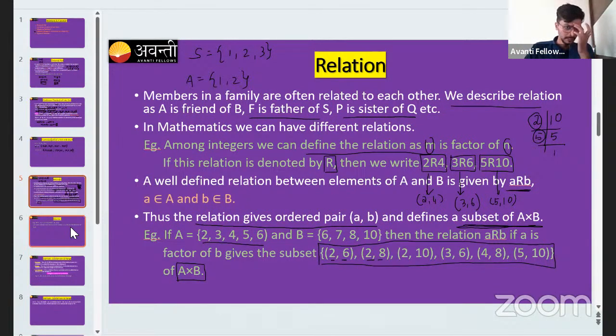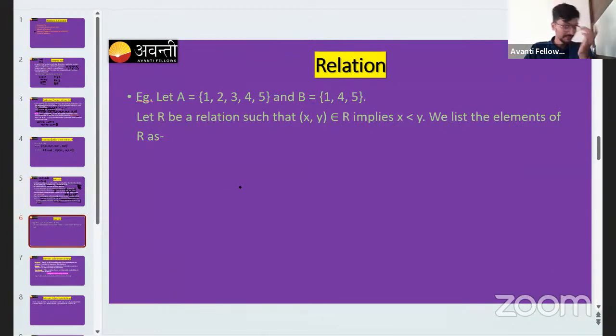Okay. There is one more example I would like to solve with you all. There are two sets A and B, and let us now get a relation R, where R is defined as, obviously, a set of ordered pairs x, y, and x should be less than y.